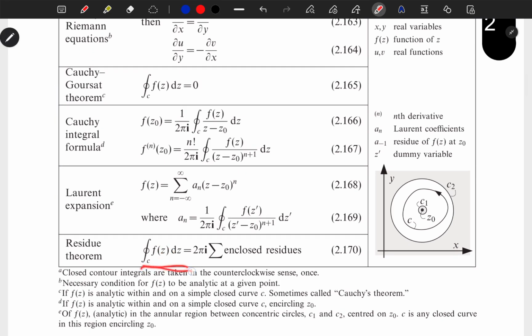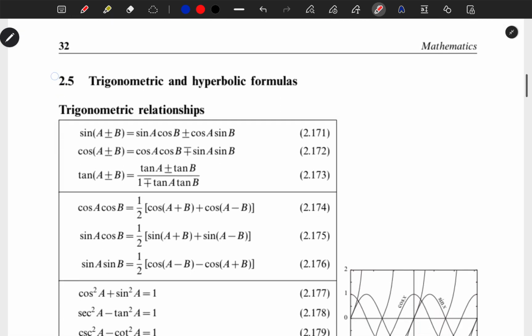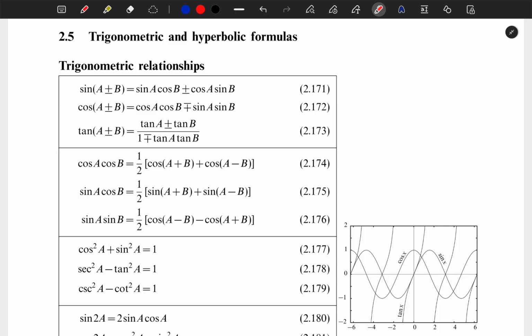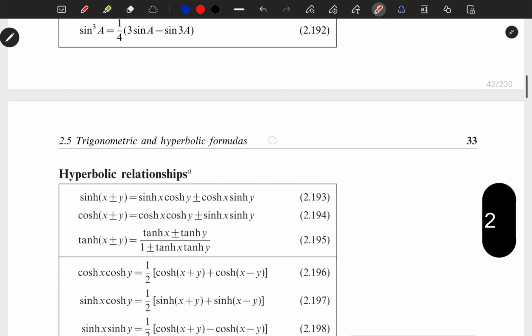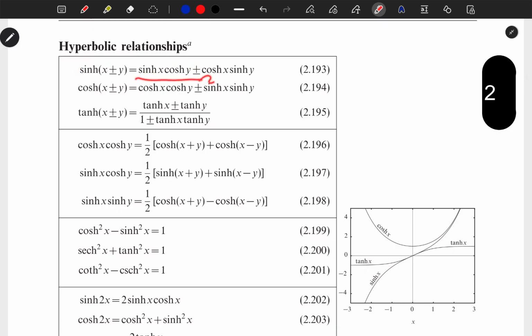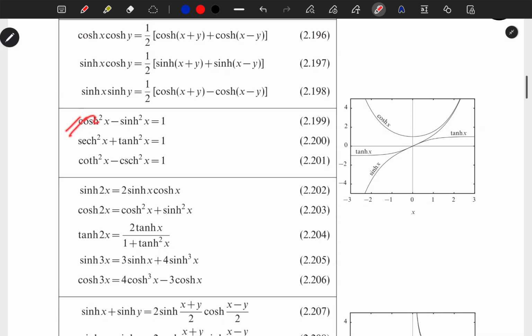Residue theorem: the contour integral will be 2 pi i times the sum of the residues enclosed. Trigonometric and hyperbolic formulas. Sin theta, cos theta, tan theta formulas are common. These are also known. Hyperbolic relations: sinh of x plus y will be sinh x cosh y plus cosh x sinh y, and so on, with plus minus signs alternating. Here this formula is interesting: cosh squared x minus sinh squared x equal to 1.